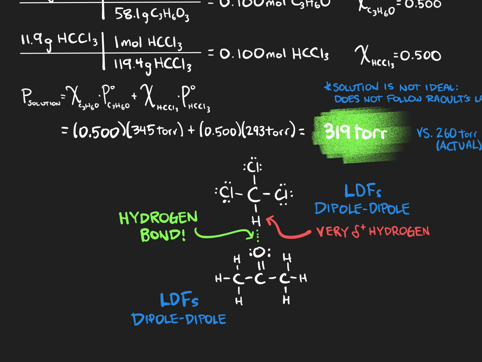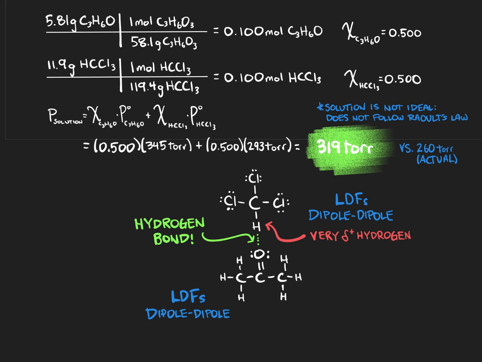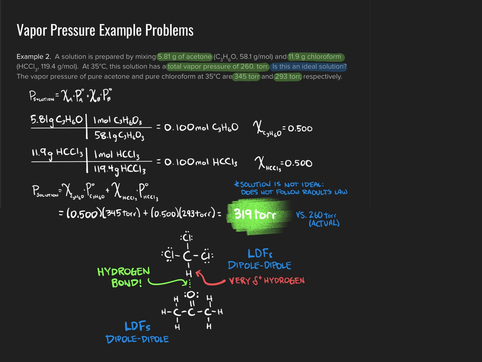Because that attractive force between the components of our solution is greater than any of the attractive forces within any individual component, fewer of the molecules are likely to overcome those attractive forces and escape into the gas phase, and we would therefore see a lower overall vapor pressure of our solution. This justifies the negative deviation from Raoult's law which we've observed in our math in this system.